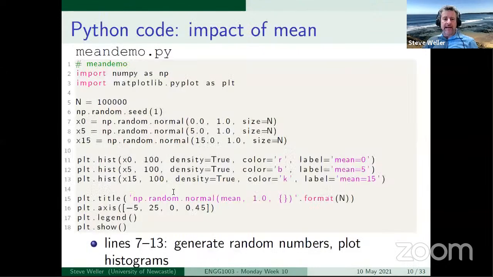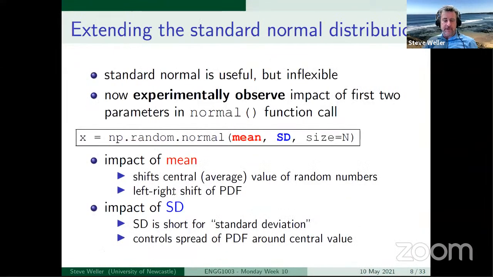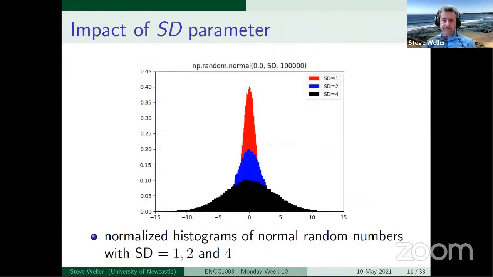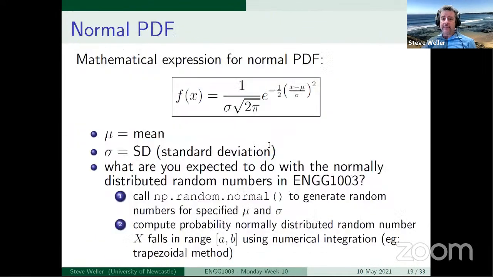Okay, so that's what we've been able to do. Let me back up just a few slides and summarize. Little mini summary. Call to random normal. First parameter is the central value of the PDF. The second value is the spread. Call the mean and standard deviation.